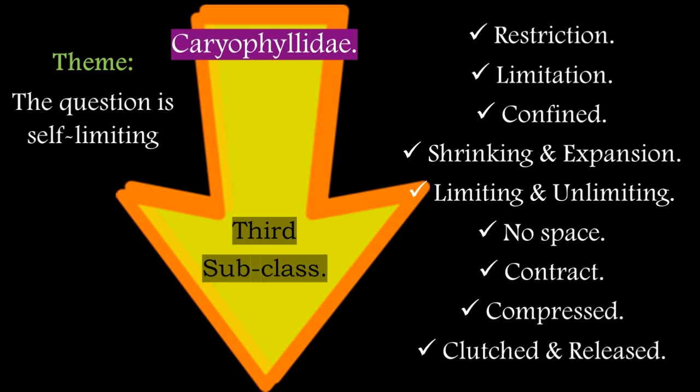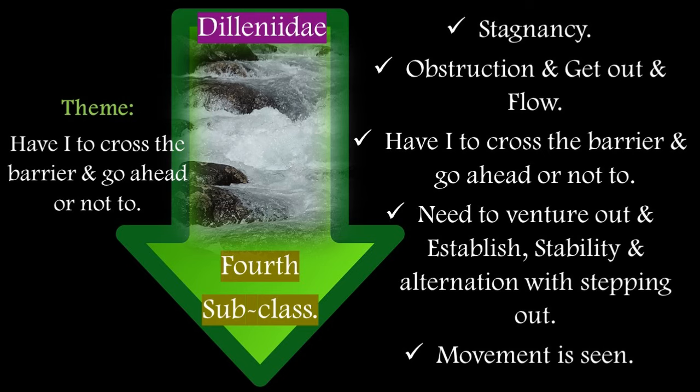In the third subclass, the caryophyllids, the whole theme is about being self-limited. I am limited to this space. These are the boundaries from which I cannot move out, and that boundary I have created for myself. Whereas in the fourth subclass, the dilleniids, the whole theme that runs through it is about being stable and unstable. How stable I am within my own self is the idea you can see in the fourth subclass.